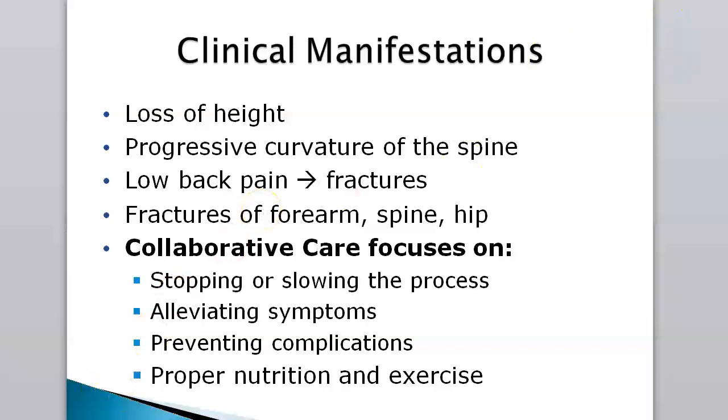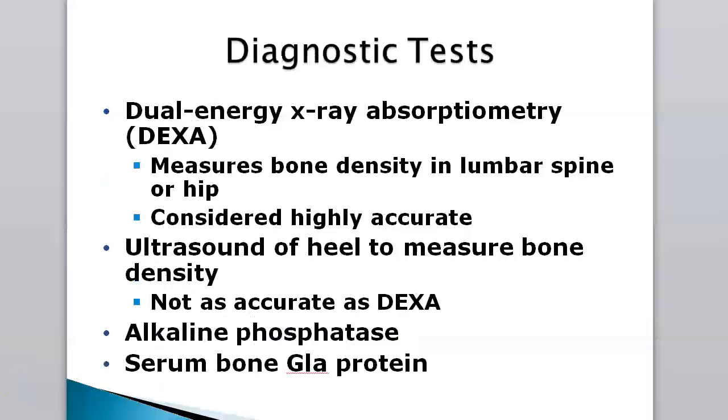So how do we stop or slow this process and alleviate the symptoms and prevent complications and provide proper nutrition and exercise? Okay, that's a great question. First of all, we want to diagnose it properly, all right? Some of the diagnostic testing that we see is the dual energy X-ray, the DEXA, which measures bone density in the lumbar spine or hip and is considered probably one of the most highly accurate types of testing. Because many times the manifestations of osteoporosis can mimic those of other bone disorders, that's why we need to do these diagnostic tests to explicitly diagnose it as osteoporosis.